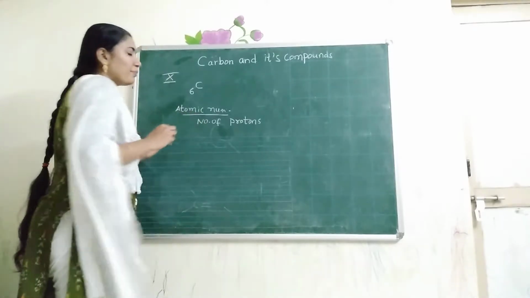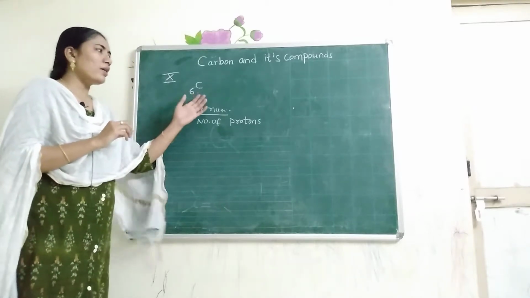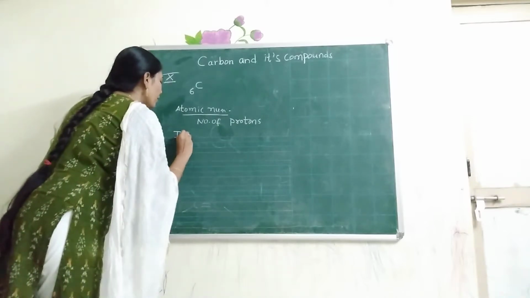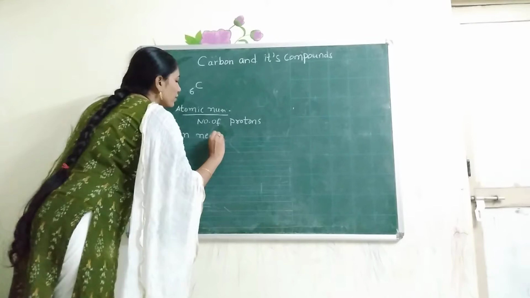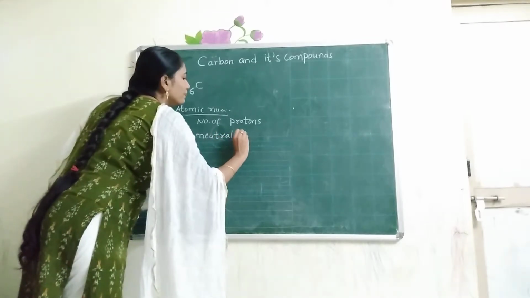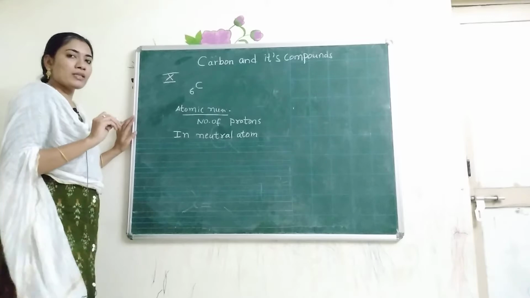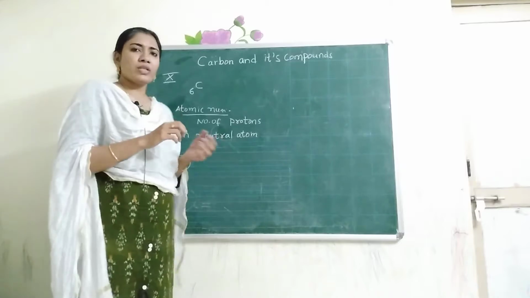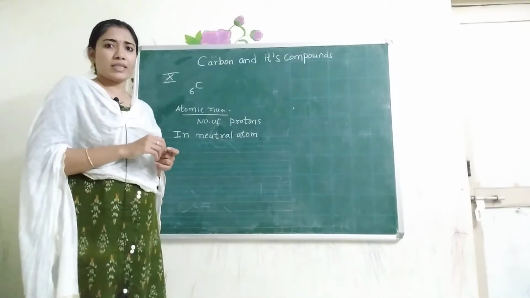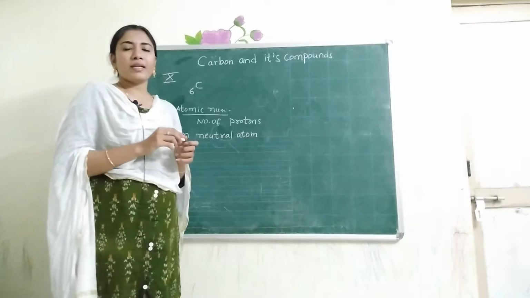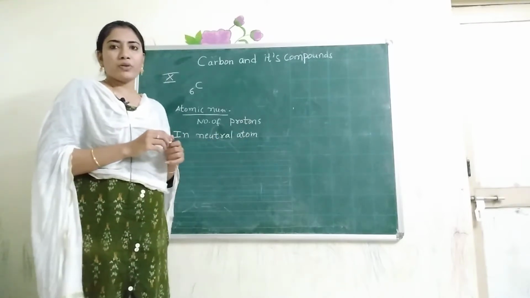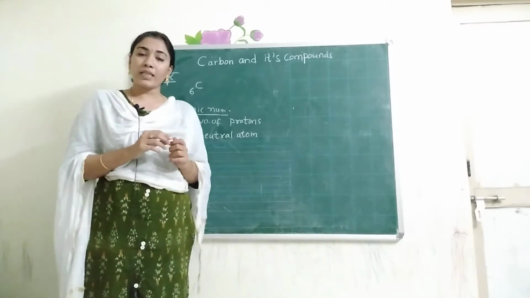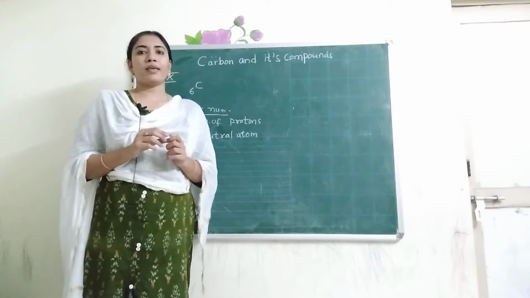The number of protons present in the nucleus is called the atomic number. For example, consider a neutral atom, not only carbon, any neutral atom. What happens? If an atom is neutral, then the number of positive charges is equal to the number of negative charges, isn't it? What are the positively charged particles in the atom? Protons are the positively charged particles in the atom. What are the negatively charged particles in the atom? Electrons are the negatively charged particles in the atom.